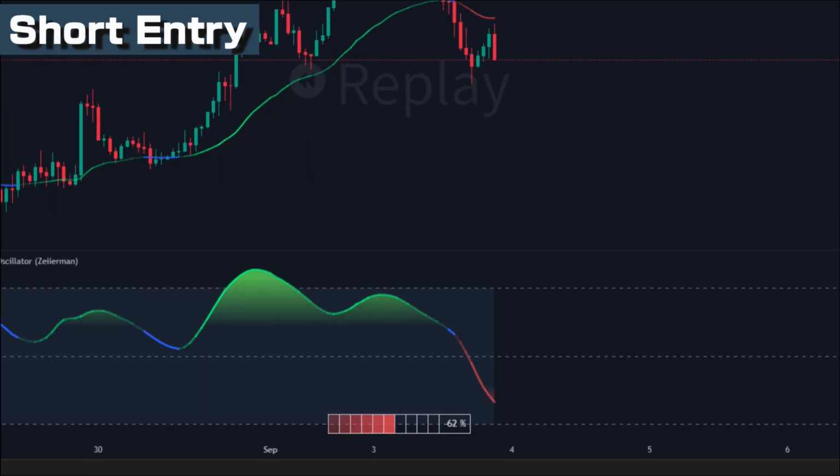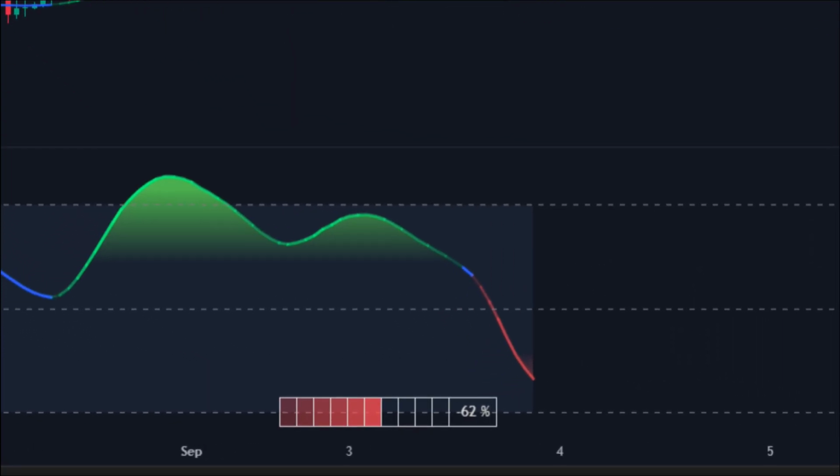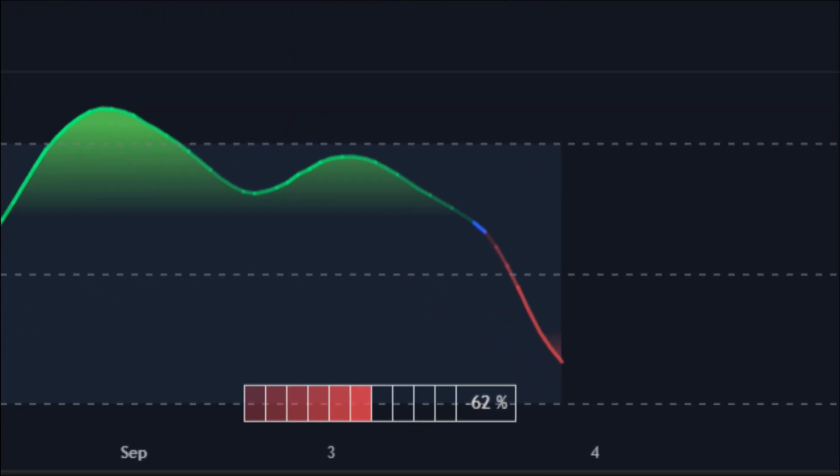Next, let's go over the conditions for a short entry. We'll be looking for the opposite signals compared to a long entry. First, the oscillator should be above the zero line and green. This indicates upward momentum in the market. Second, if the green shifts to red, it's a sign that momentum is beginning to reverse.